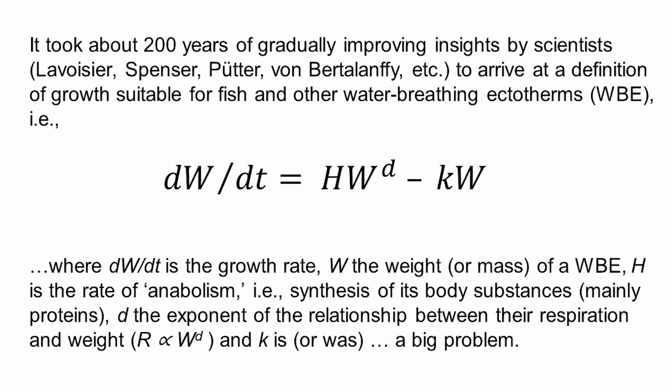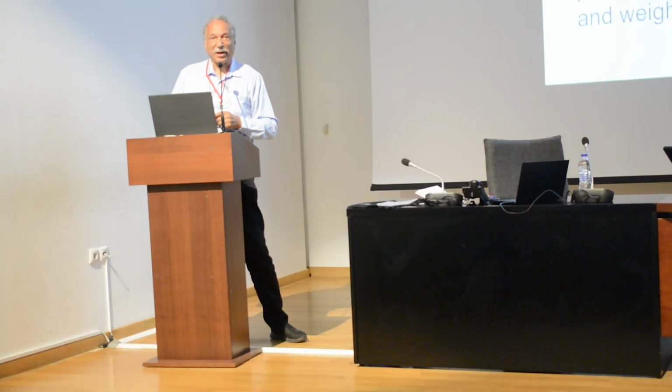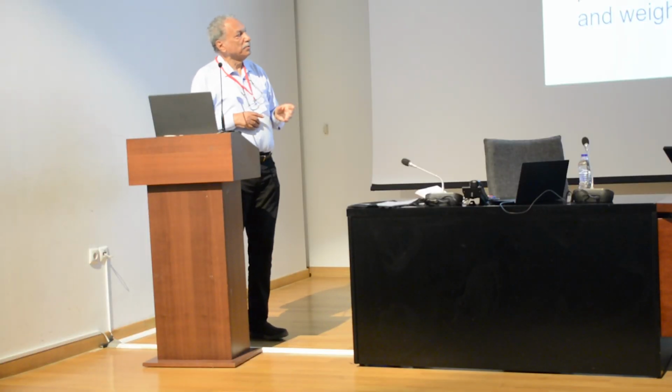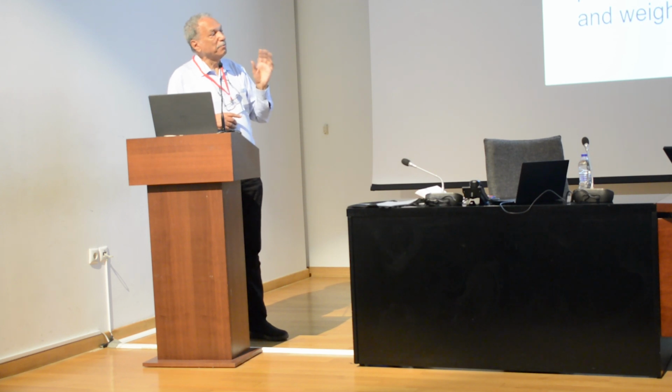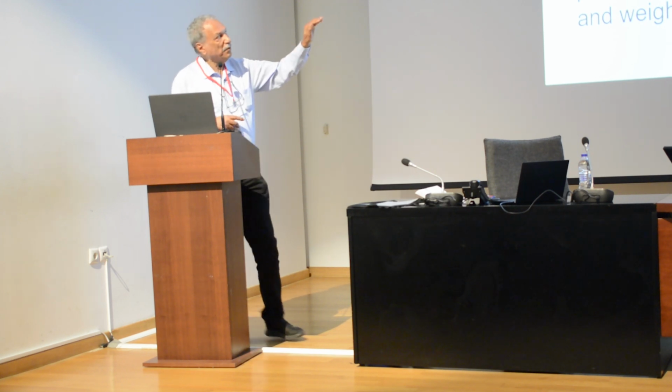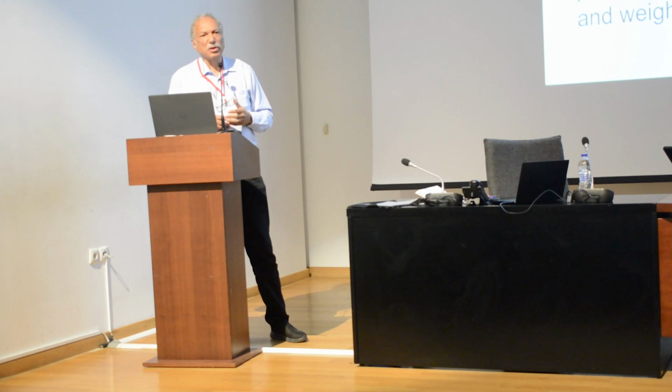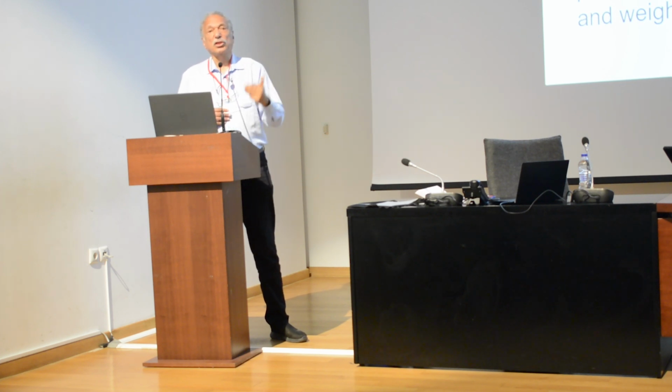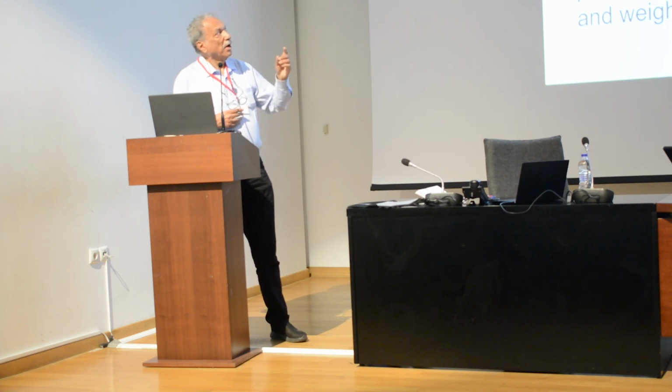And basically, the version that I prefer is written here. You have H as the rate of anabolism, that is the synthesis of body substance, and K is the rate of what? It has lots of names, and lots of people have misunderstood it, because very often the rate of anabolism is clearly dependent on oxygen, because you need oxygen to fuel the synthesis of body substance. You need ATP, which is formed with oxygen.